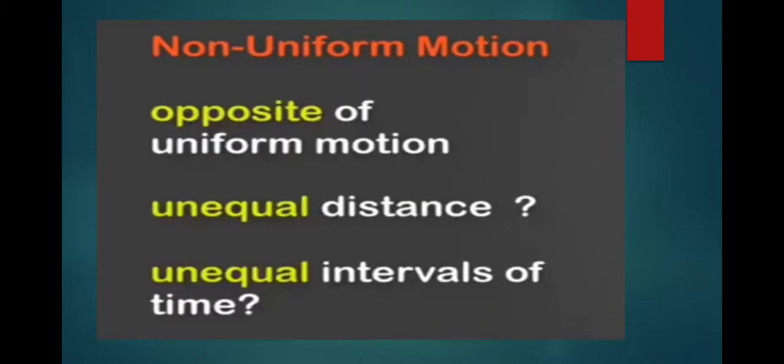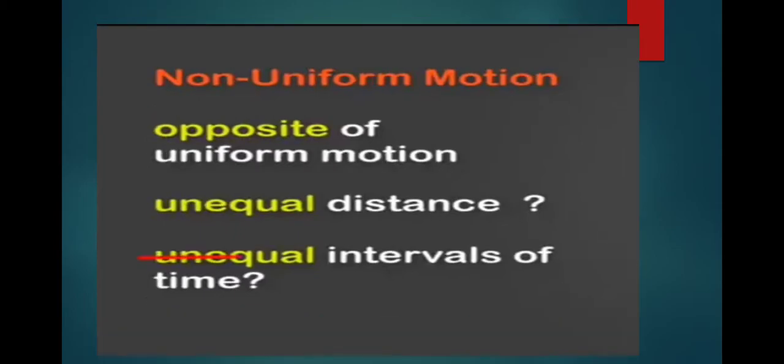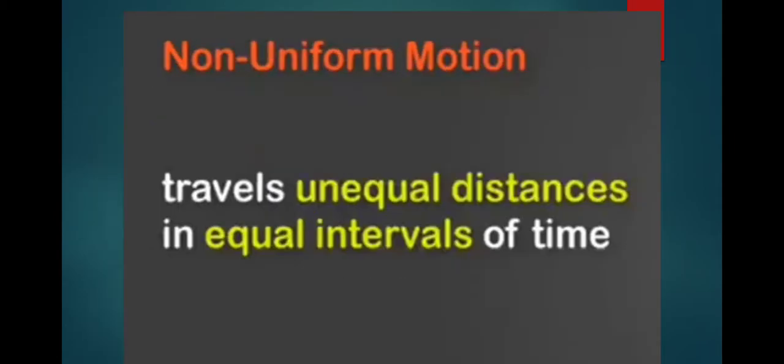Non-uniform motion is exactly the opposite of uniform motion. So does that mean it is unequal distance in unequal intervals of time? That's going to be really confusing. So the interval needs to be kept the same. So non-uniform motion means a body is traveling unequal distance in equal intervals of time.